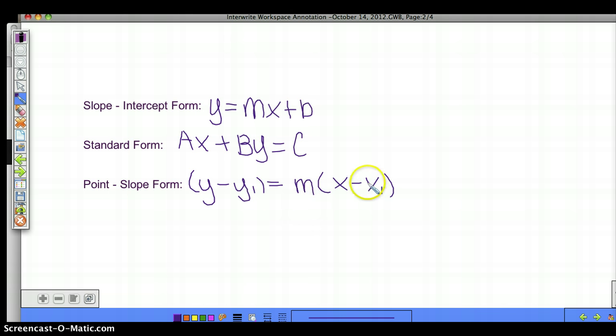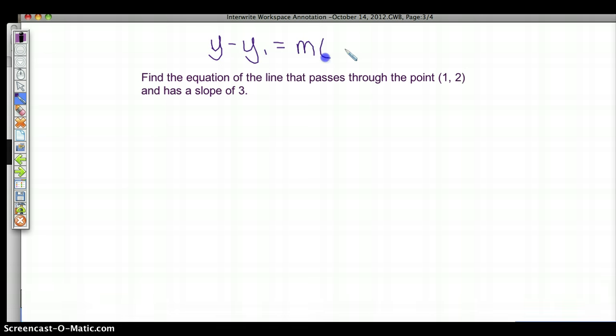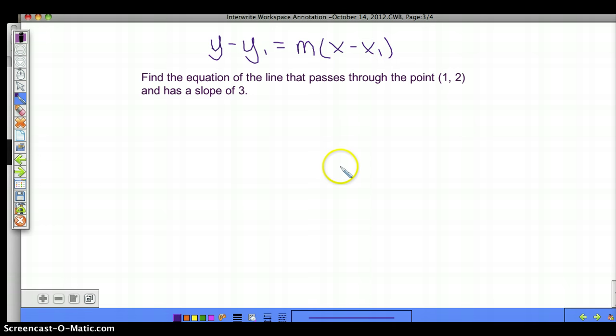Now, these x1 and y1 values are going to be actual numbers that we use from a point to write our equation of a line. For our first example, we are going to find the equation of the line that passes through the point (1, 2) and has a slope of 3. So up here I'm going to write our point-slope form, and we are going to plug in the information that we have to write our equation.